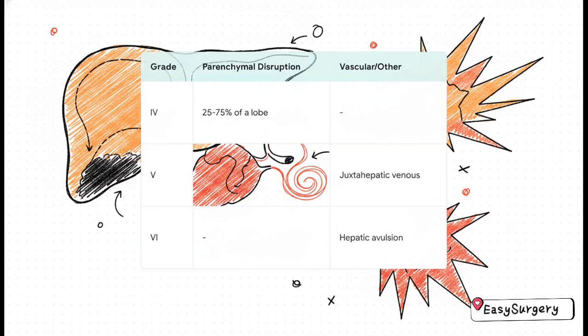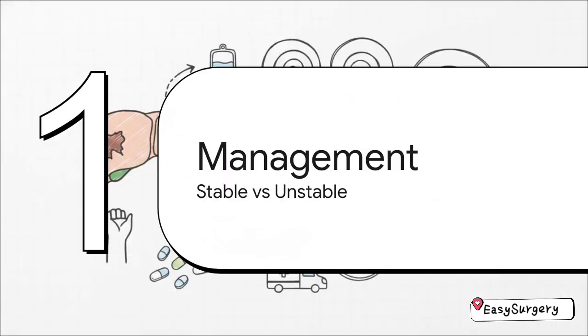But here's the kicker. Grade 5 also introduces a critical vascular component. We're talking juxtahepatic venous injury, which includes the retrohepatic vena cava or major hepatic veins. And finally, there's grade 6, which is hepatic avulsion. Honestly, this is generally considered a devastating, often unsurvivable injury. Let's move on to Section 2, Management.